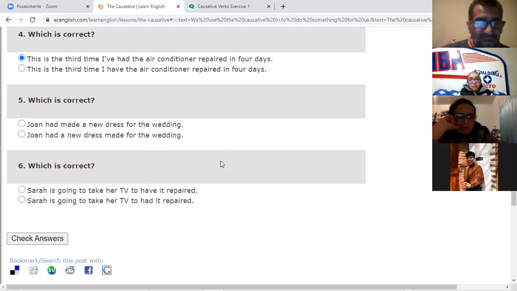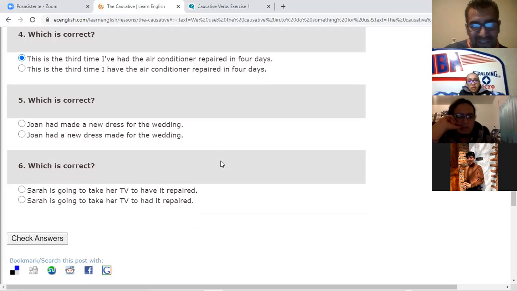Which is correct? Number 5. John had made a new dress for the wedding, or John had a new dress made for the wedding. The first or the second? The second. Which one? Second. Okay, Alex says the second. Second. Andres?